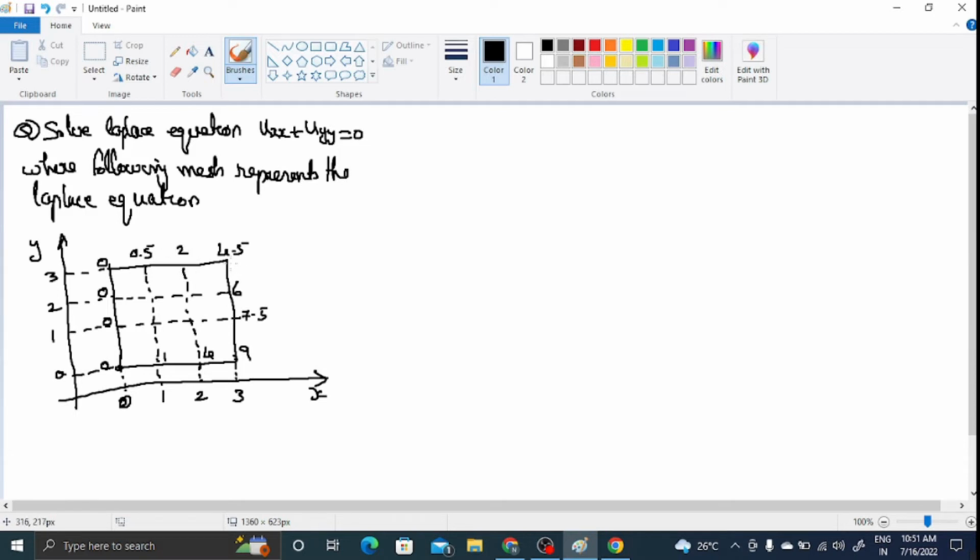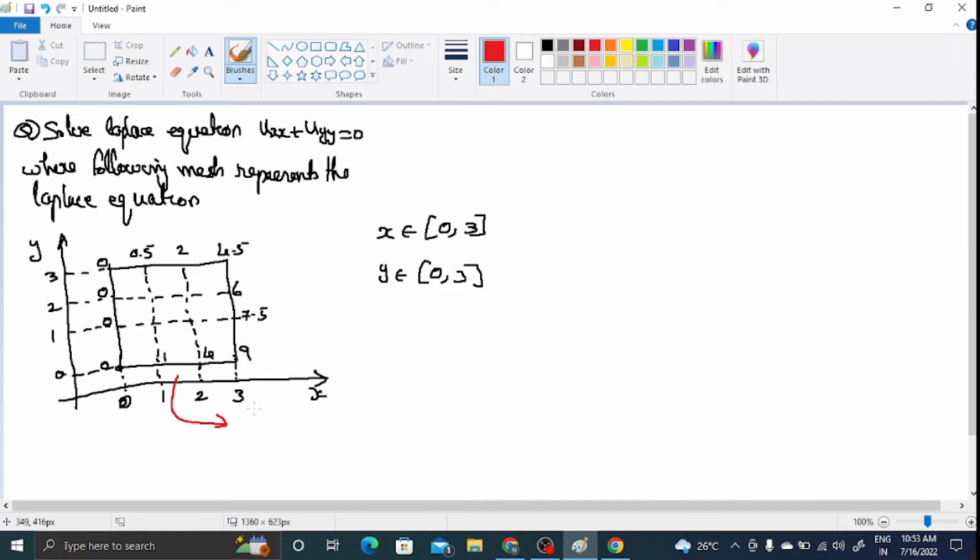And corresponding to 3, 3, the value is 4.5. So this one is the boundary values of this mesh. X is in between 0 and 3, including 0 and 3: 0, 1, 2, 3. Then y is the integers from 0 to 3, including 0 and 3. It's a closed bracket, so this one is a boundary. Now the boundary values are given.